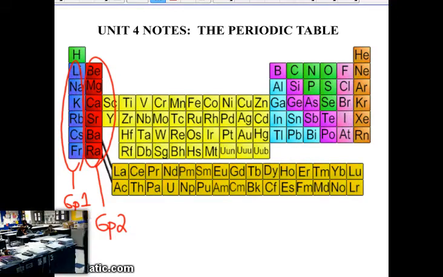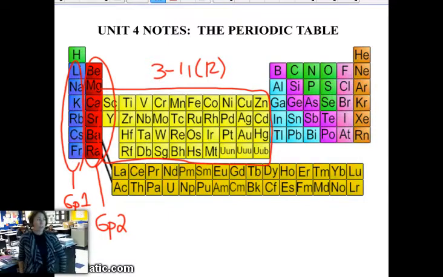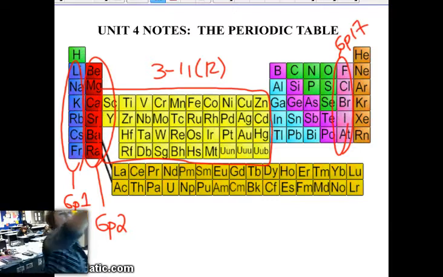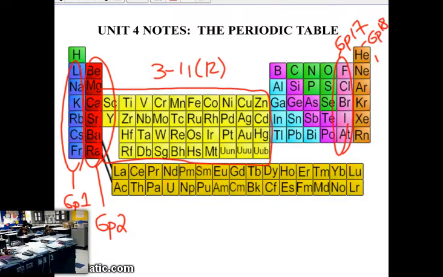All the low groups right here, 3 through 11, in some textbooks 3 through 12, depending on what textbook you look at. Those are the weirdos, and we call those transition metals. This group here, which is group 17, those are the halogens. And finally, this last group here, group 18, those are your noble gases. Okay? So let's get back on that word bank page and make sure that you can fill those in.